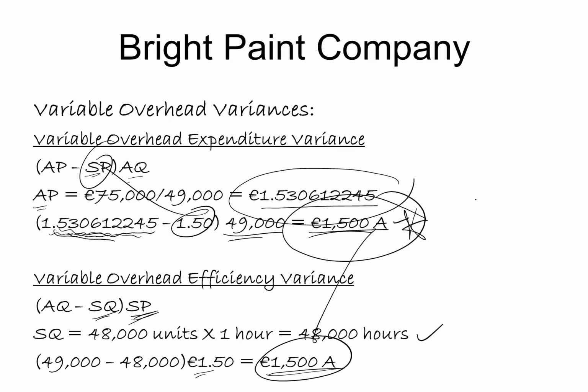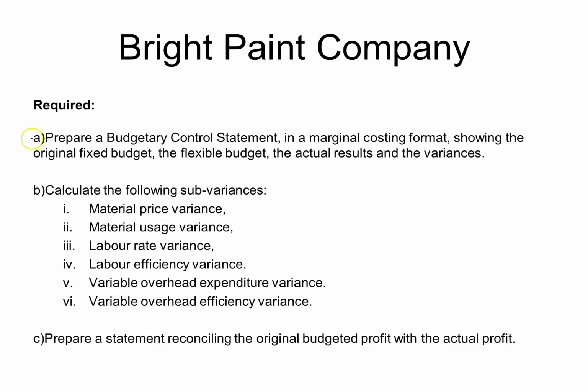Okay, that's the 3 sets of variances done. So moving on now to the final thing, which is the reconciliation. If I go straight back to the requirements, we can see we've done A, we've done all of B, and now C. Prepare a statement reconciling the original budgeted profit with the actual profit. And we're going to do this using all the variances.